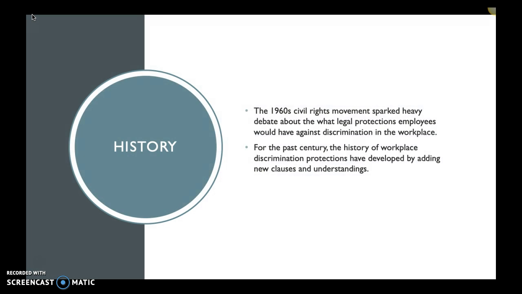So first, let's start with just a brief history. Title VII is considered to be the most important equal opportunity law ever enacted, as I'm sure you would agree. The 1960s civil rights movement sparked heavy debate about what legal protections employees would have against discrimination in the workplace. And so for the past century, the history of workplace discrimination protections has developed by adding new clauses and understandings, and we'll go over a few of them here today.